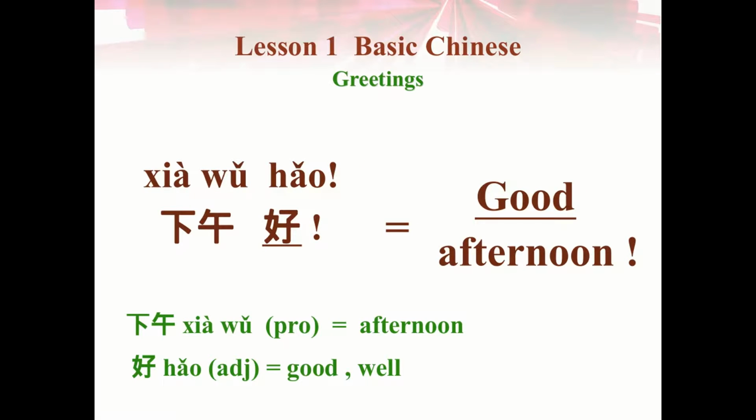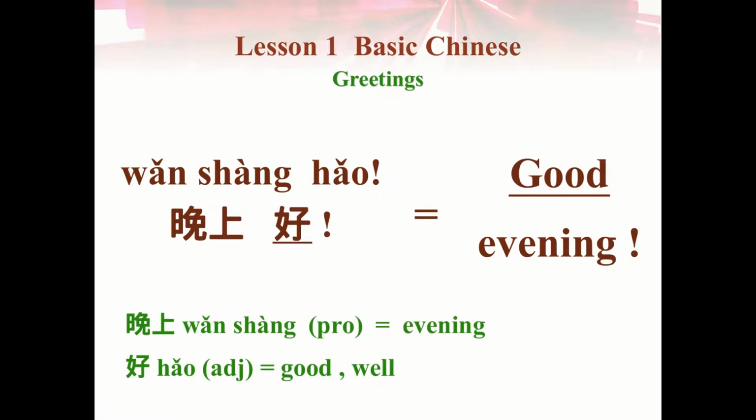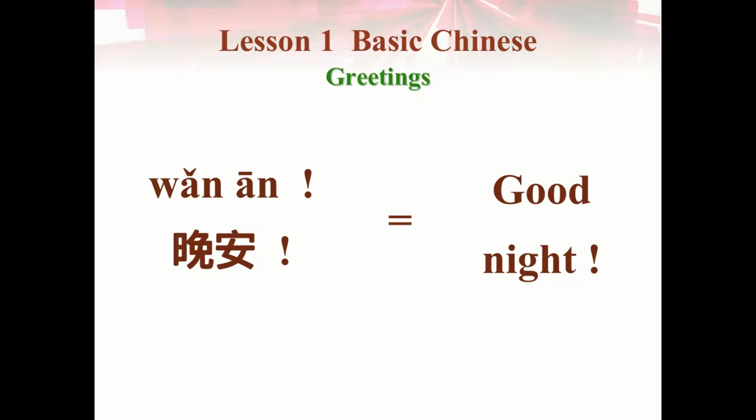You see, if you want to say good afternoon, it will be 下午好. 下午 means afternoon. Good evening is 晚上好. 晚上 means evening. We usually use 晚上好 after the dinner. Good night is 晚安. What is the difference between 晚上好 and 晚安? Basically, 晚上好 is saying hello to someone in the evening. 晚安 is to say goodbye in the night.